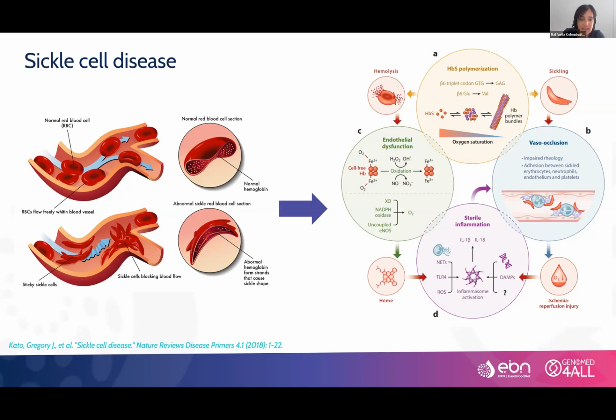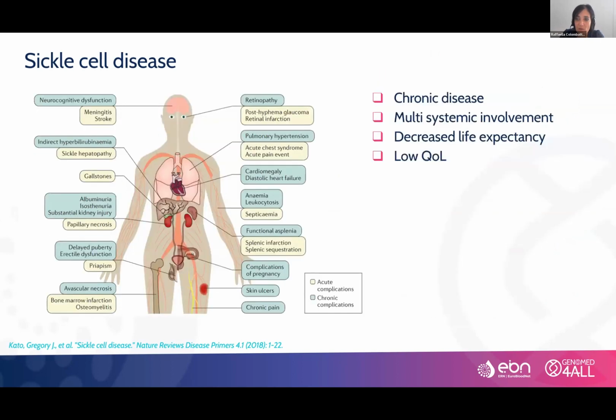Next slide, please. This gives rise to many different symptoms and signs and the involvement of many organs. We have both acute complications, listed in red and yellow, and chronic complications, listed in green. So it's a chronic disease with multi-system involvement. It has decreased life expectancy, and it translates into a lower quality of life since childhood.